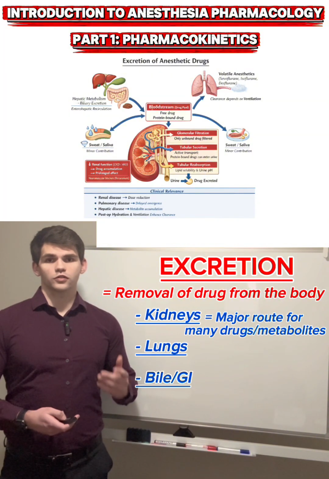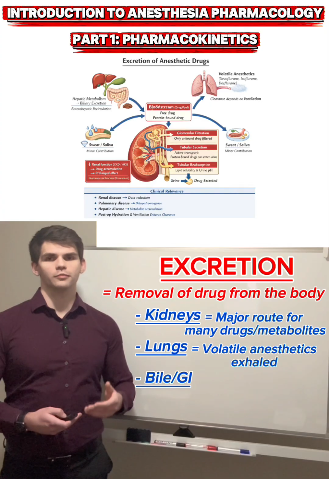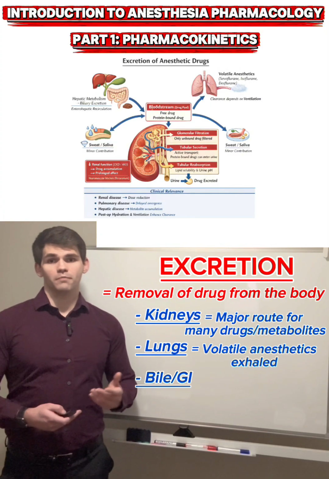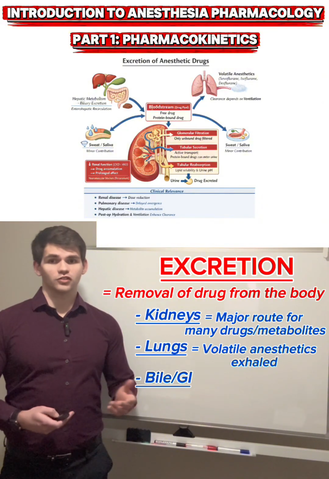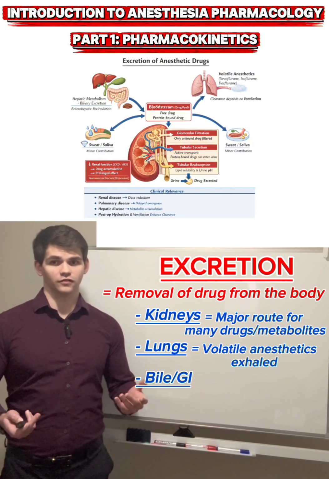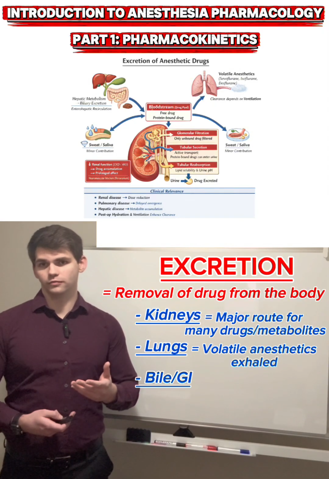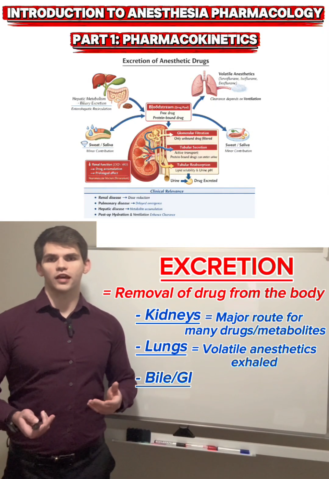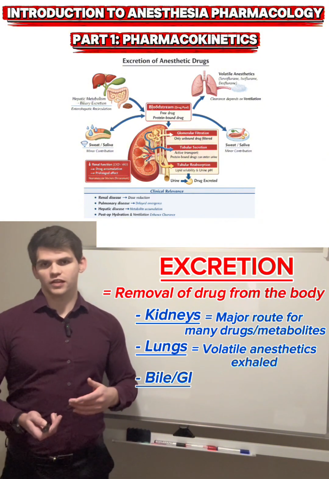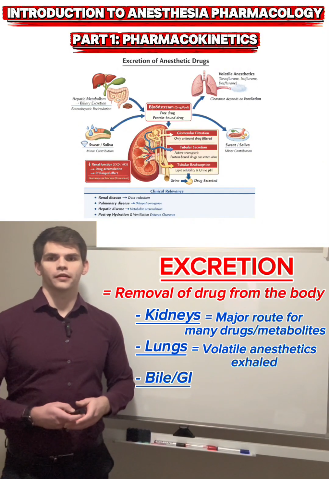The lungs are also extremely important in anesthesia because volatile anesthetics are largely eliminated through exhalation. That means ventilation matters during emergence. If the patient is ventilating well, they can eliminate inhaled anesthetics more effectively. If ventilation is impaired, emergence may be slower. And then some drugs or metabolites may also leave through bile in the GI tract. That is less emphasized in basic anesthesia training, but it is still part of the full picture.